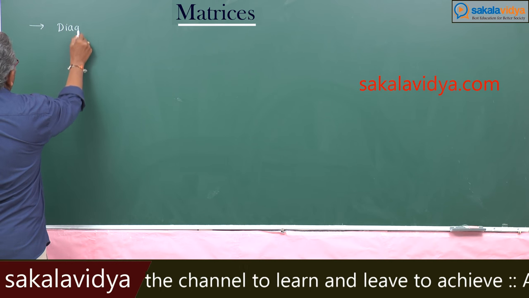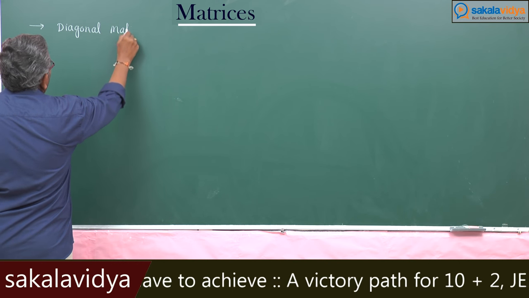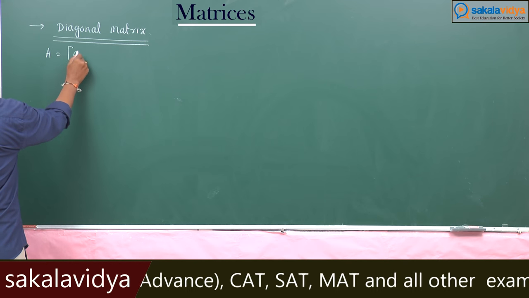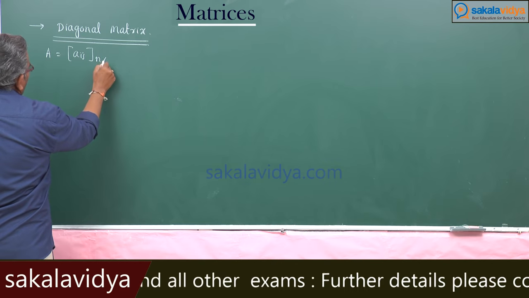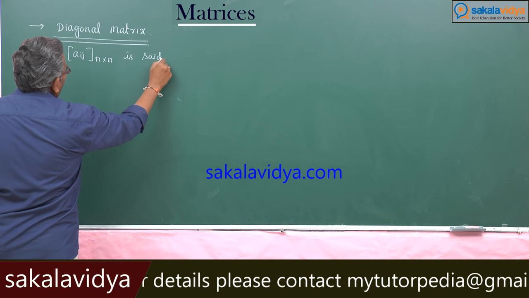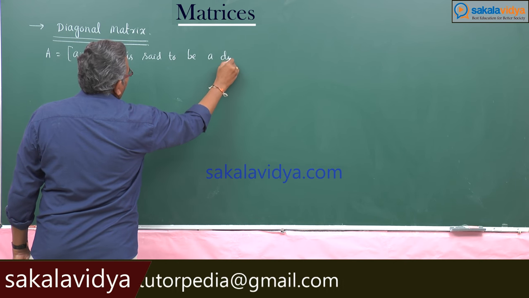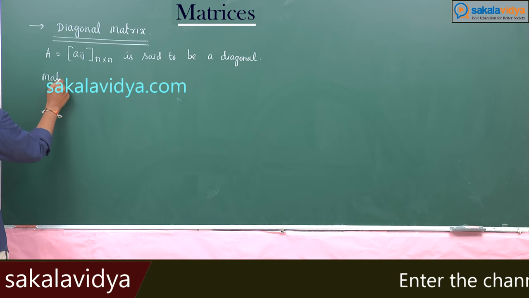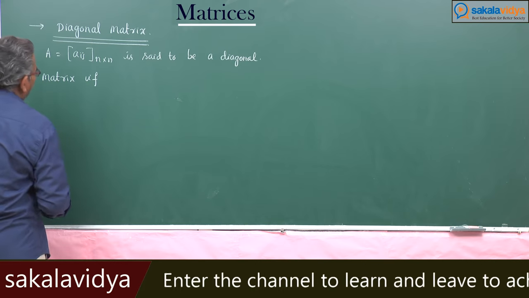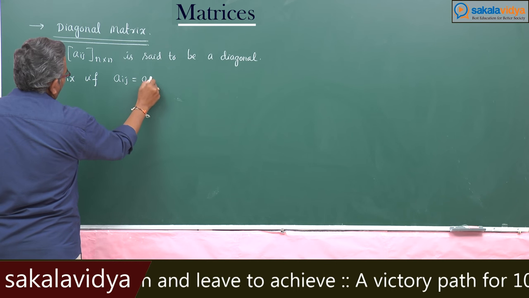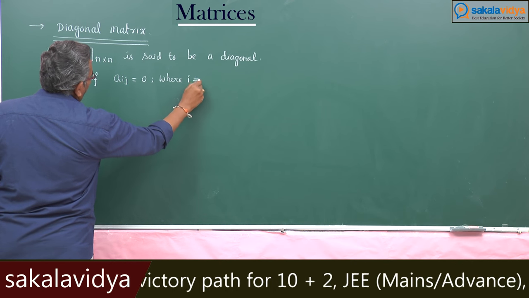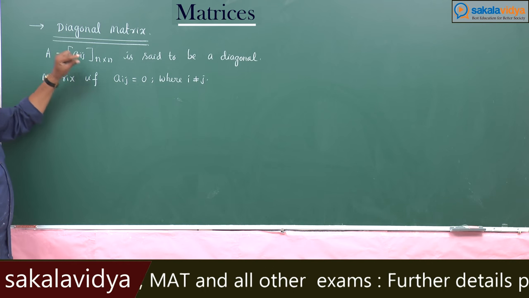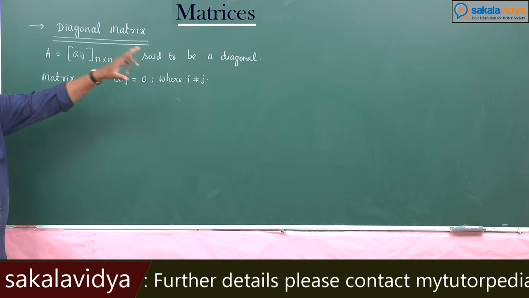Diagonal matrix. A = [aij] n by n is said to be a diagonal matrix if aij = 0 where i does not equal j. That means in a square matrix, except the principal diagonal elements, the rest of the elements are zeros.